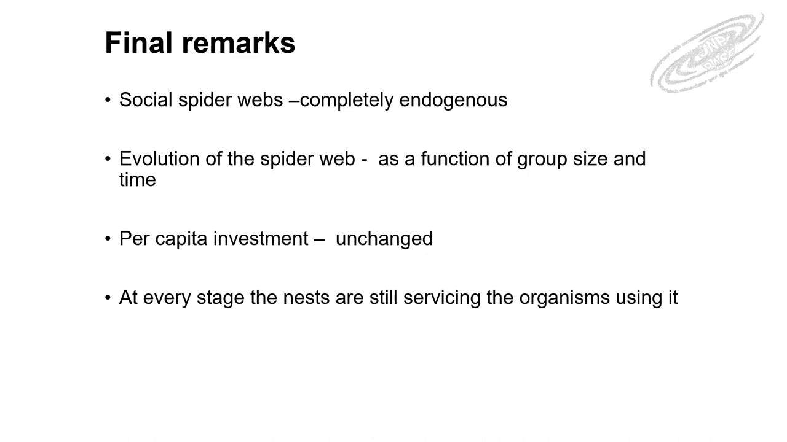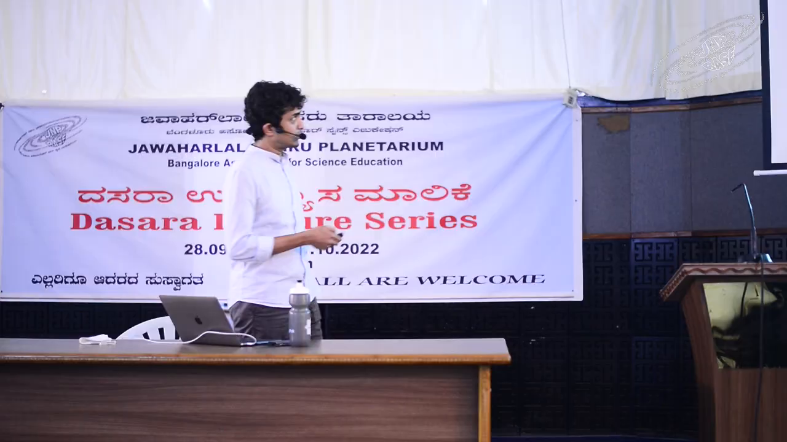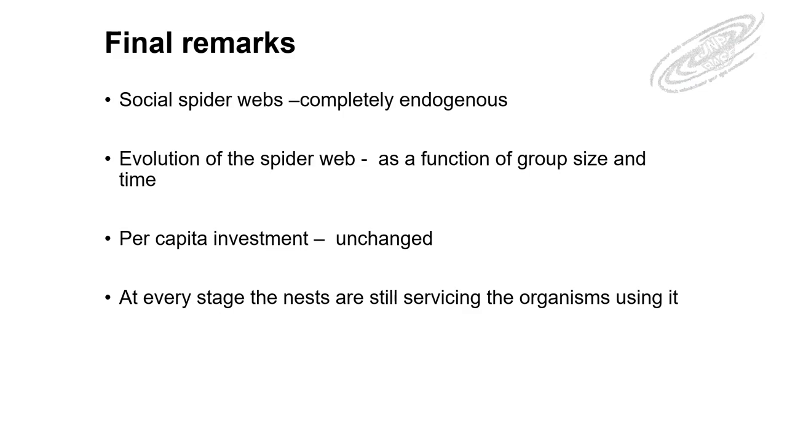So this is something about termite mounds, and social spider webs are of course completely endogenous. The evolution of the spider web is a function of both group size and time. And the per capita investment, that is how much silk does one single spider invest, remains pretty much unchanged. And the other important thing is that at every stage these nests are still serving the organisms using them.